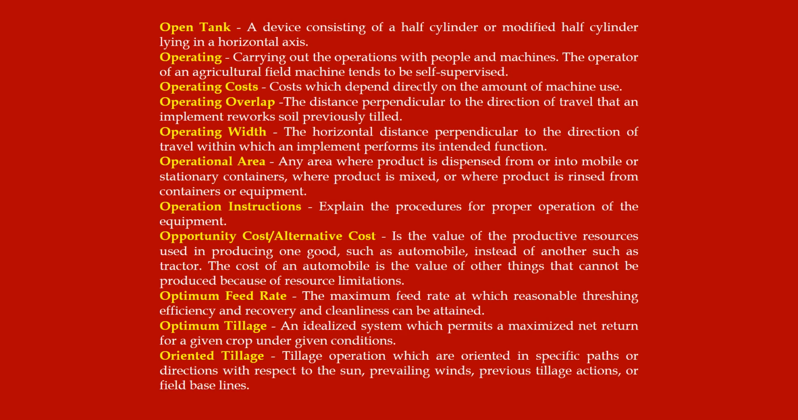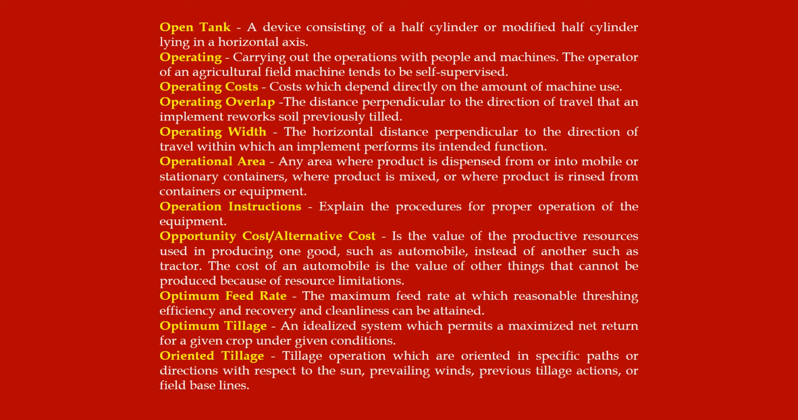Operational area. Any area where product is dispensed from or into mobile or stationary containers, where product is mixed, or where product is rinsed from containers or equipment. Operation instructions. Explain the procedures for proper operation of the equipment. Opportunity cost or alternative cost is the value of the productive resources used in producing one good, such as an automobile, instead of another such as a tractor. The cost of an automobile is the value of other things that cannot be produced because of resource limitations.